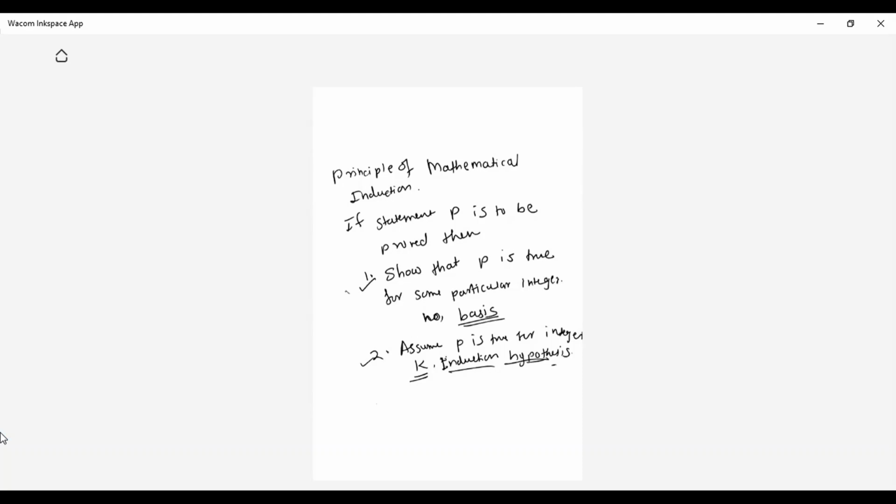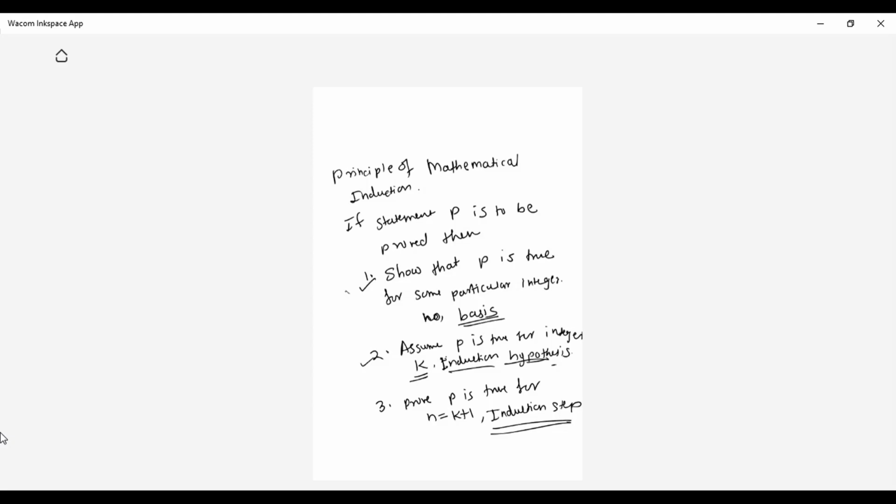The third and final step is prove P is true for n is equal to k plus 1, and this step is called induction step. So these steps and underlined words are very important. Why am I highlighting it? Because you will have a question based on this in question answering. So again, I will be revising all three steps. You have to remember and write in your notebook.